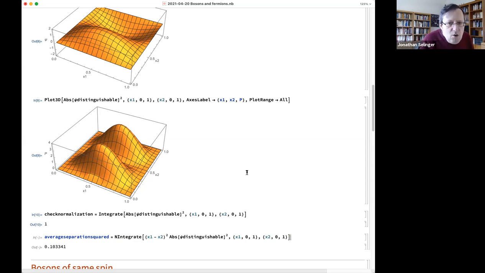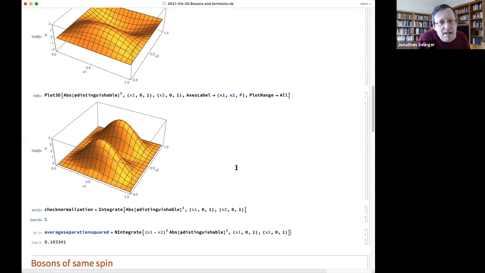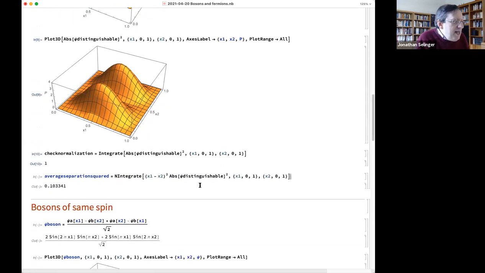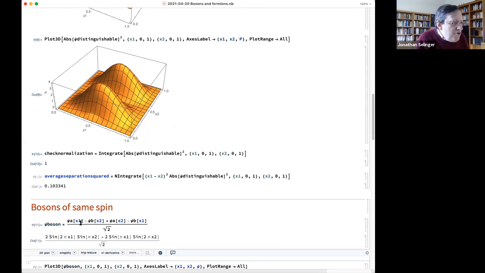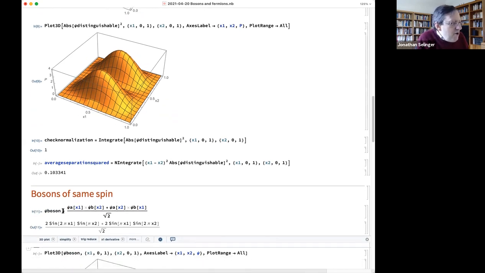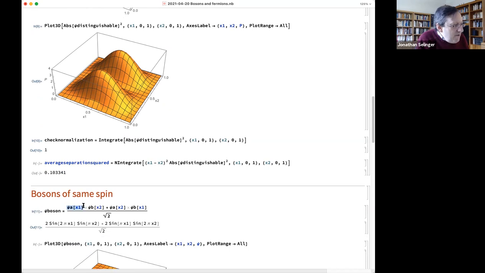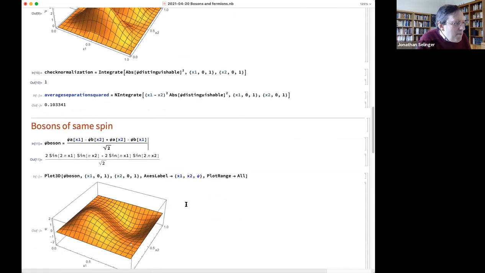Now, let's repeat that calculation for bosons with the same spin. In that case, we have a wave function for bosons, which is just like I was constructing on the whiteboard a few minutes ago. It's psi A of x1 times psi B of x2 plus the other way around, psi A of x2 times psi B of x1, and then divided by root 2 so that it'll be normalized.